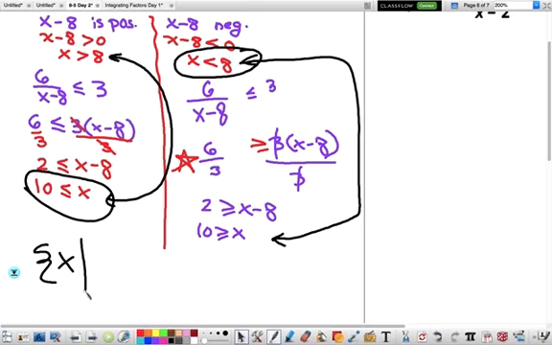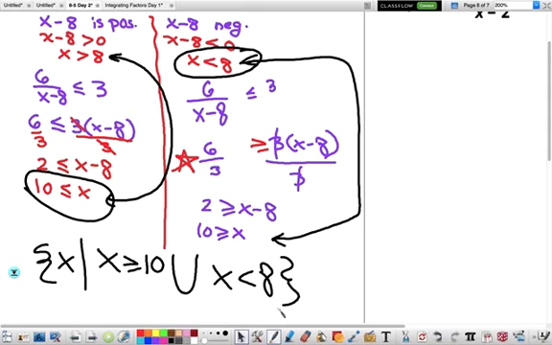X is such that, give me the two different pieces. Give me the two different solutions. X greater than or equal to 10, union, x is less than 8. So there are two different sets of numbers that will satisfy this. Negative infinity up to but not including 8. And then you can go from 10 all the way up to positive infinity. Anything in those two pieces would satisfy this original inequality. Does that make sense?